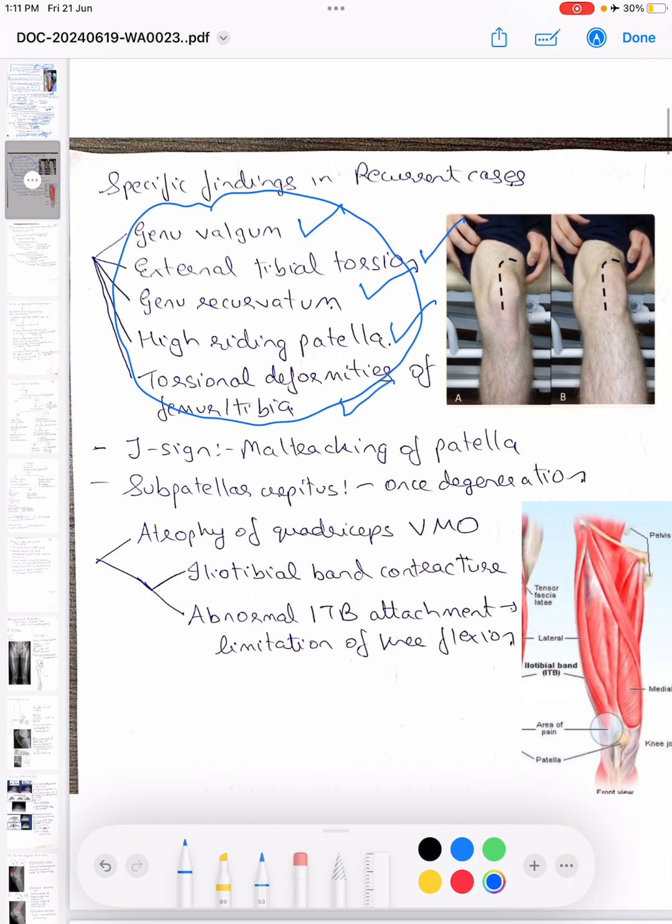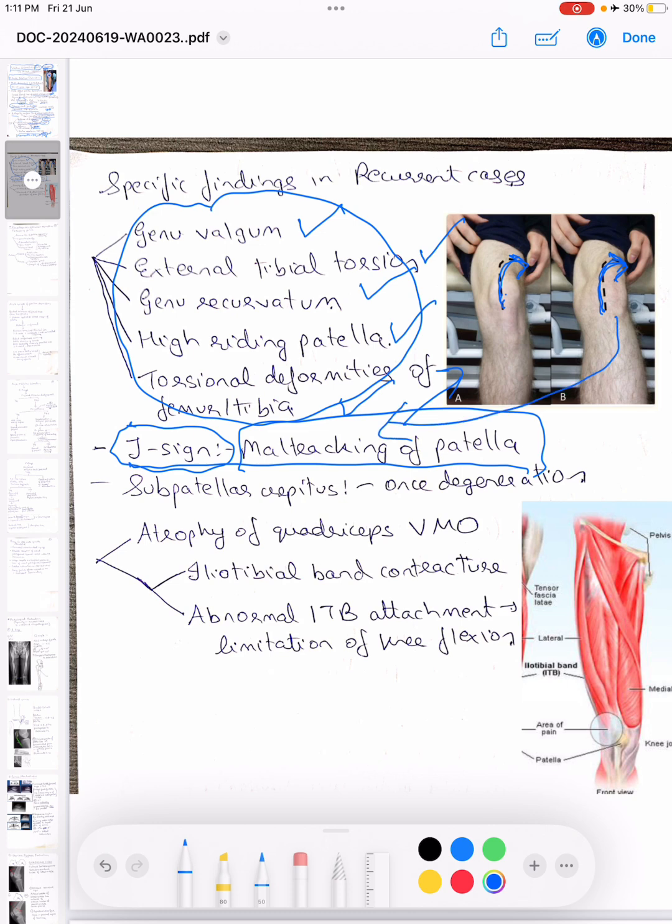Additionally, one important sign which you observe in cases of recurrent patellar dislocation is the J sign, or the inverted J sign, that is the maltracking of the patella. Whenever the patient extends the knee from the flexion position, the patella goes laterally in this fashion, forming an inverted J. That is why this sign is called the J sign.